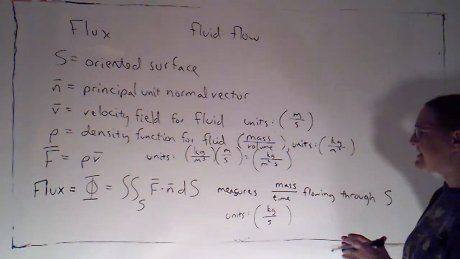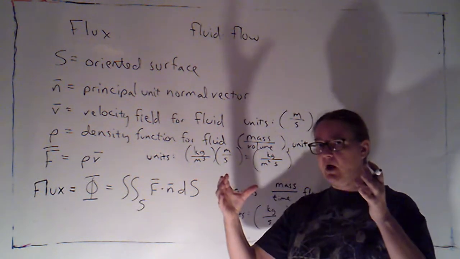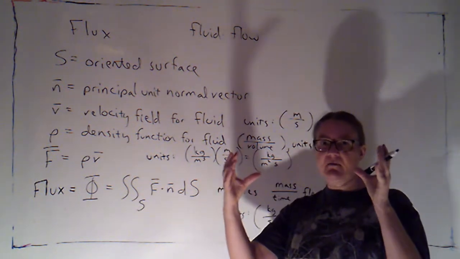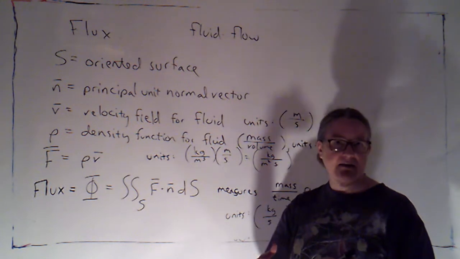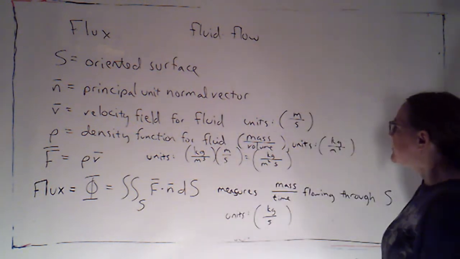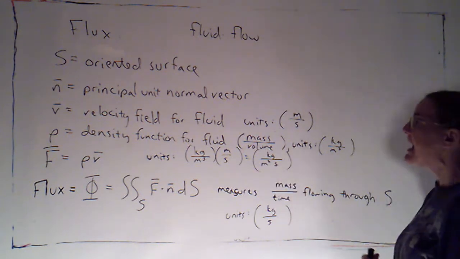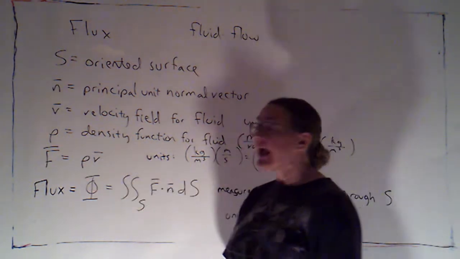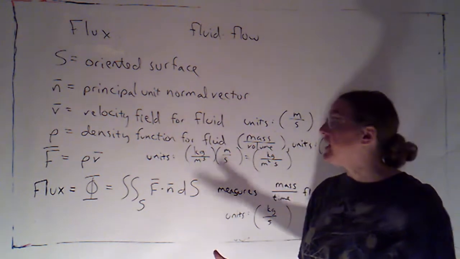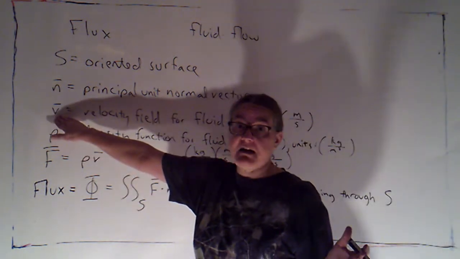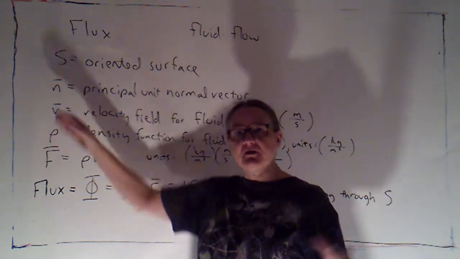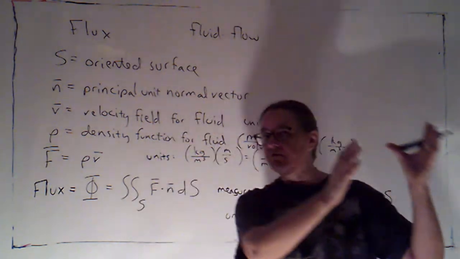So that's essentially telling me how much mass is flowing through 1 square meter of surface every second. Okay, so it's measuring a rate of mass flowing through the surface. If I didn't scale this, and it's possible to do that and it would still be called flux, if I just worked with the velocity field, then flux would just be calculating the volume per unit of time.